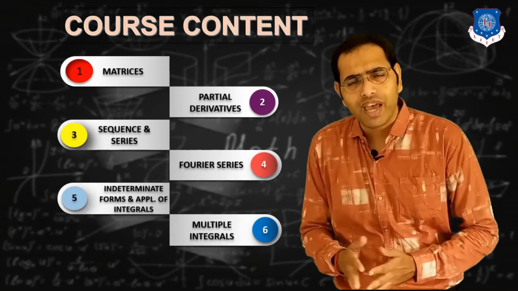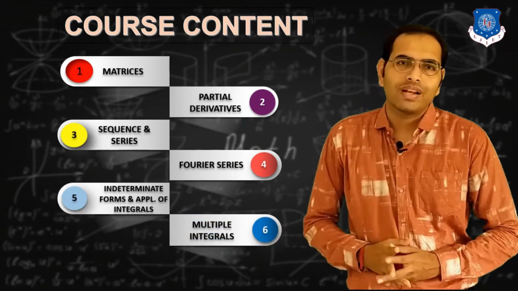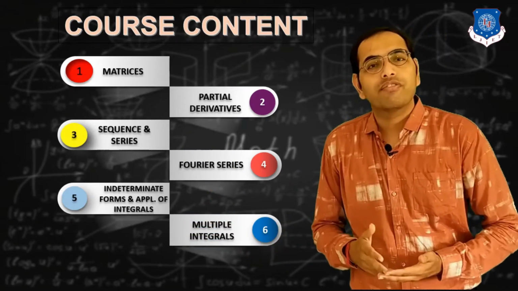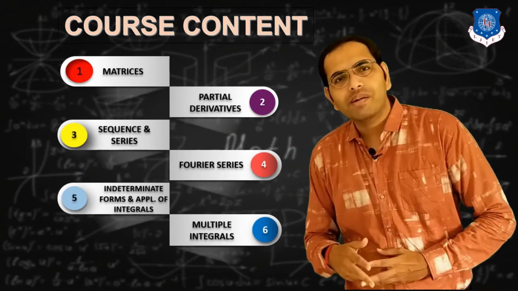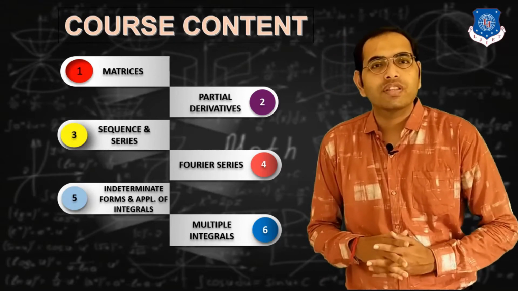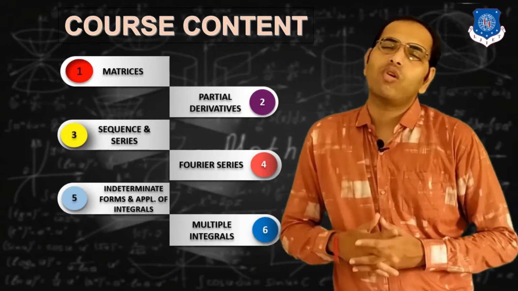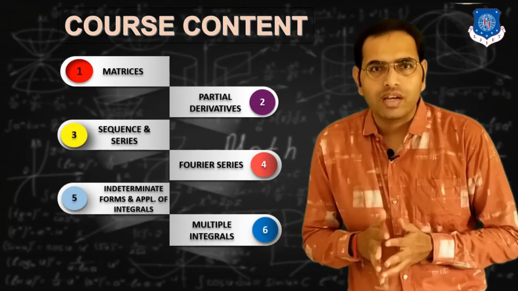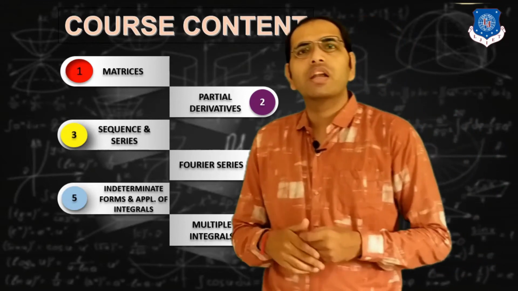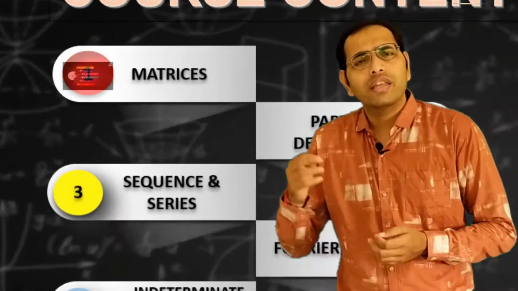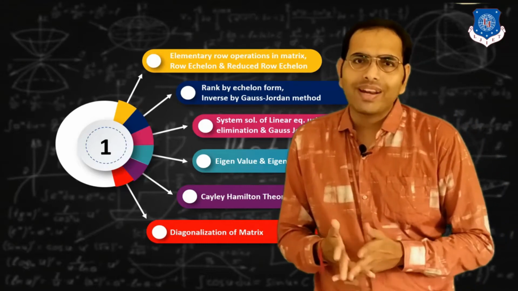In this particular subject, there are a total of 6 units. Let's look at the first unit, which is matrices. You are all aware of matrices, which you already studied in 12th science. Firstly, what is a matrix? A matrix is a rectangular arrangement of numbers, expressions and symbols in a number of rows and columns. There are various applications of matrices.